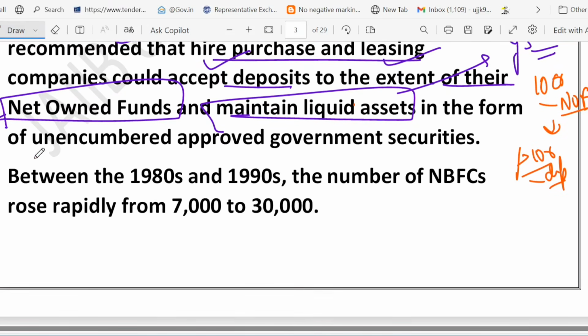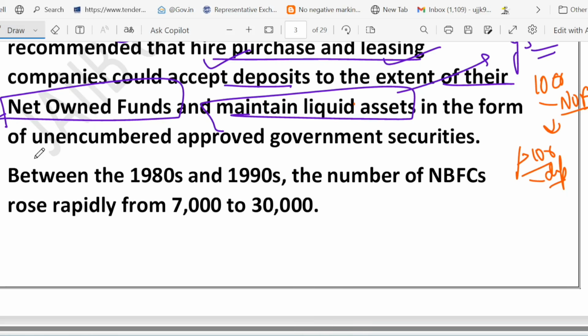You can see that from 7,000 to 30,000. So many new NBFCs opened, some risky, some fraudulent. People invested without knowing the danger, and some NBFCs promised higher returns but vanished with investor money.